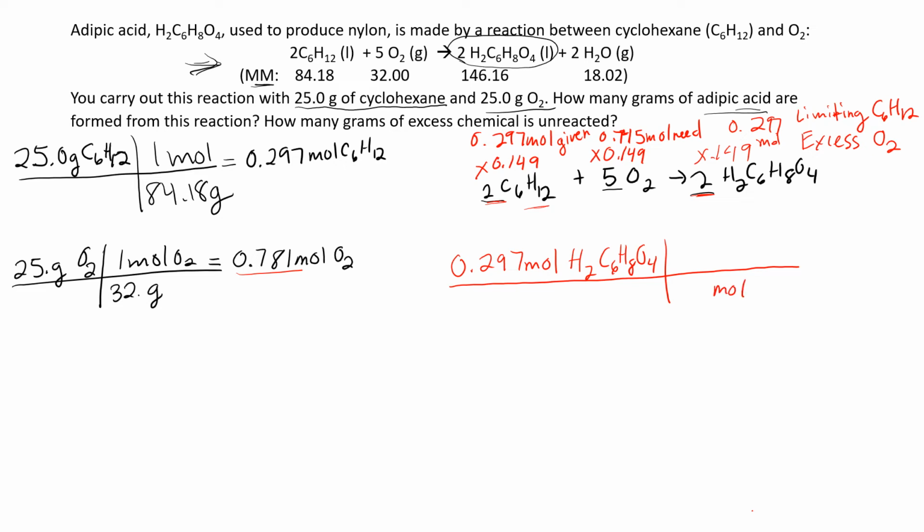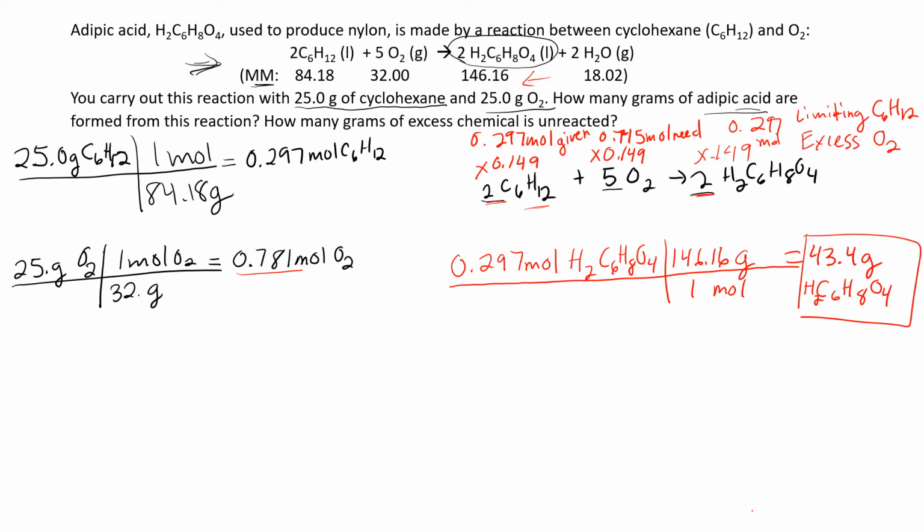Now, my question asks how many grams of that I'm making. So we're going to go ahead and change that from moles into grams. Our molar mass is given up above, so 146.16 grams per mole. And we can go ahead and calculate 0.297 times 146.16. We want 3 significant figures on that because our given had 3, so 43.4 grams of adipic acid, H2C6H8O4. And we've answered our first question.